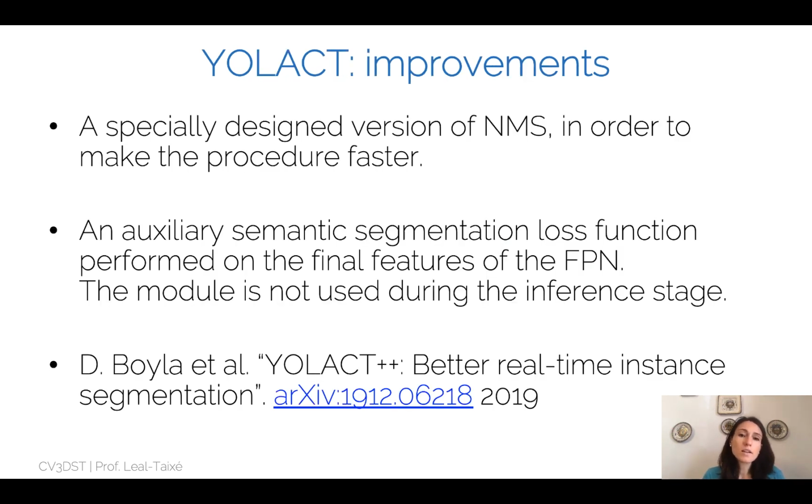So then, of course, there are improvements on top of YOLACT. The authors have been actually active in developing YOLACT++, and you can read the paper there. There is actually a specially designed version of non-maximum suppression in order to make the procedure even faster, and an auxiliary semantic segmentation loss function, which is performed on the final features of the FPN. So trying to bring a little bit this idea of the FCN concept that actually looked at all the image in order to predict semantic segmentation results.